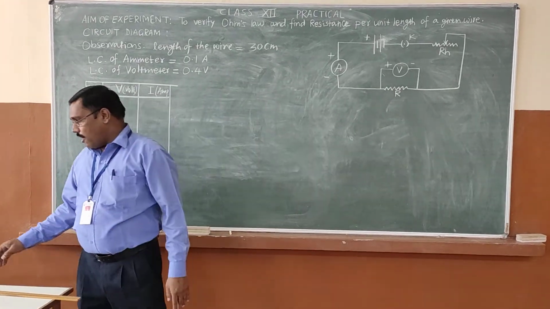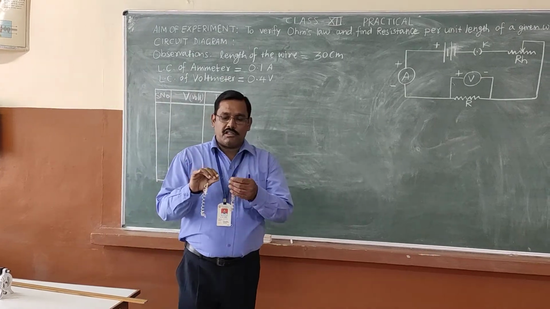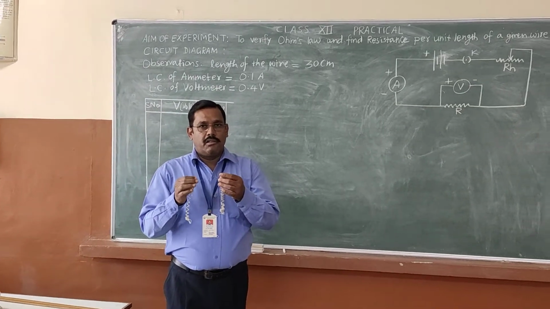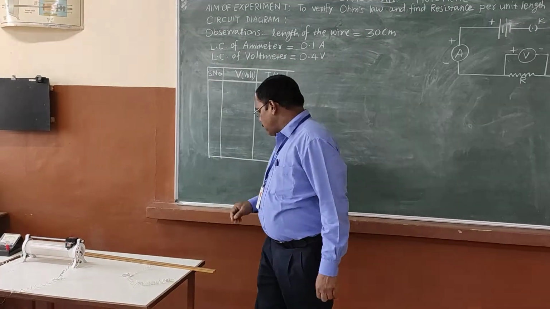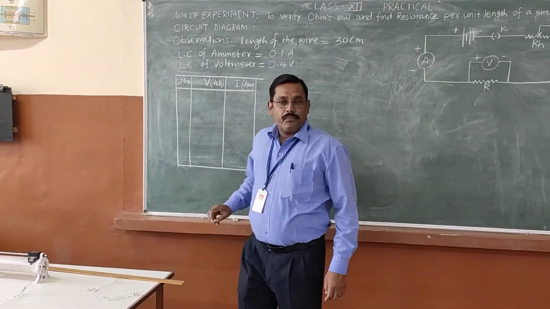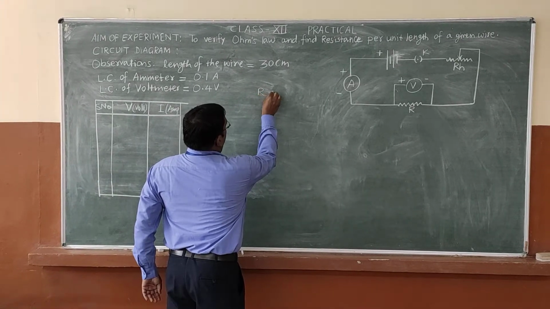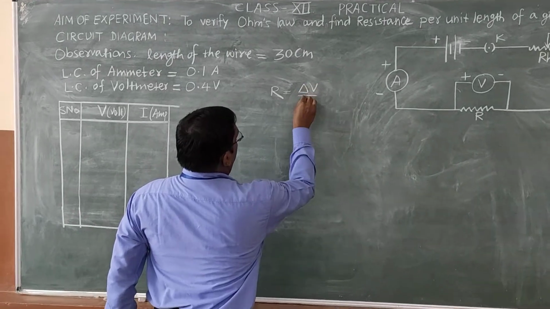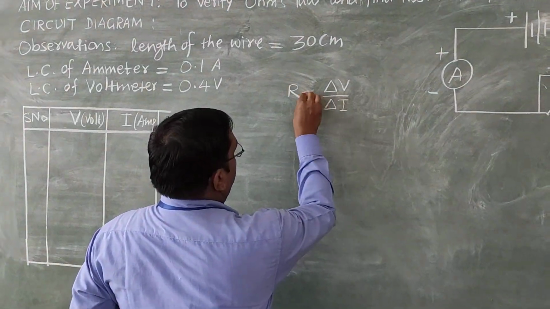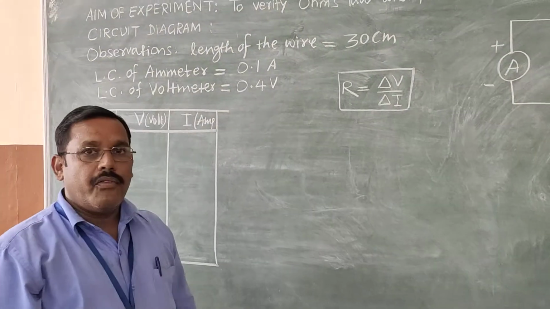We have this resistance wire, so we have to find resistance per unit length. Ohm's law, as you know, says V is directly proportional to I. So the formula for resistance R is delta V upon delta I, which we will find from the graph.